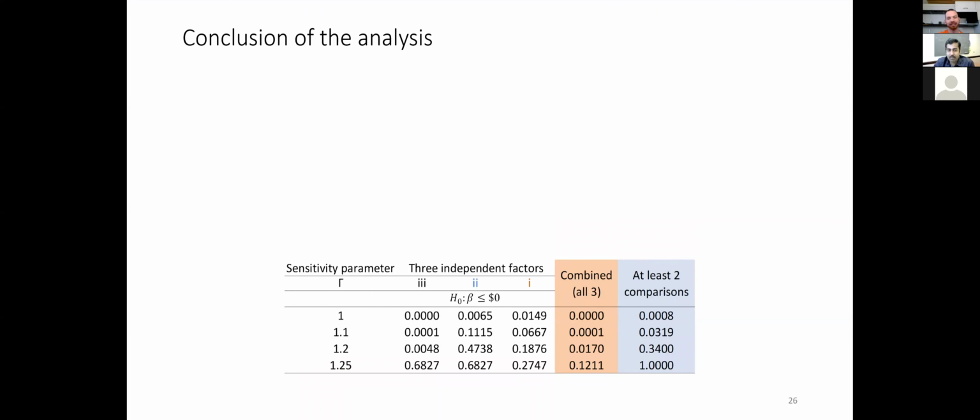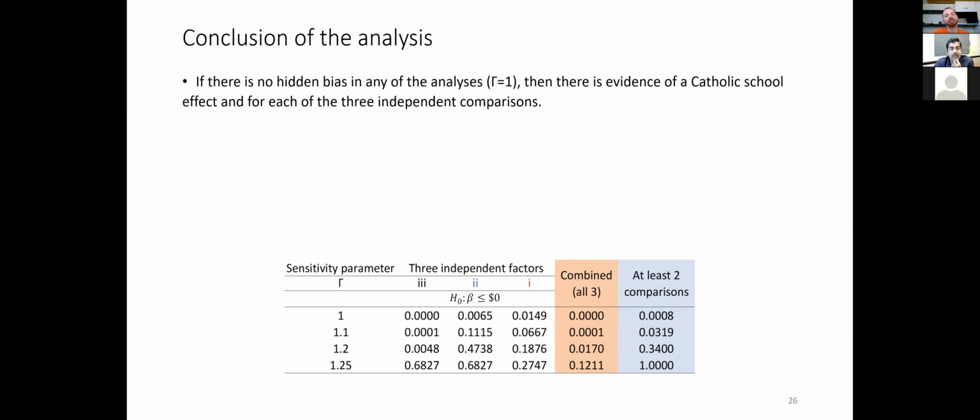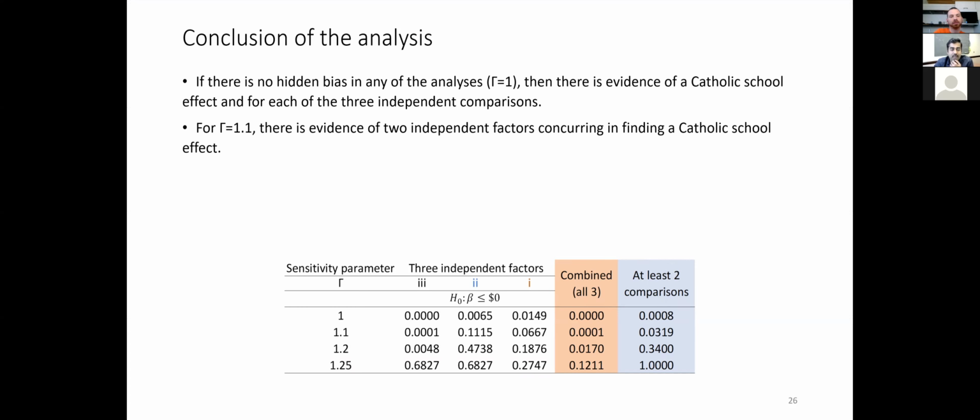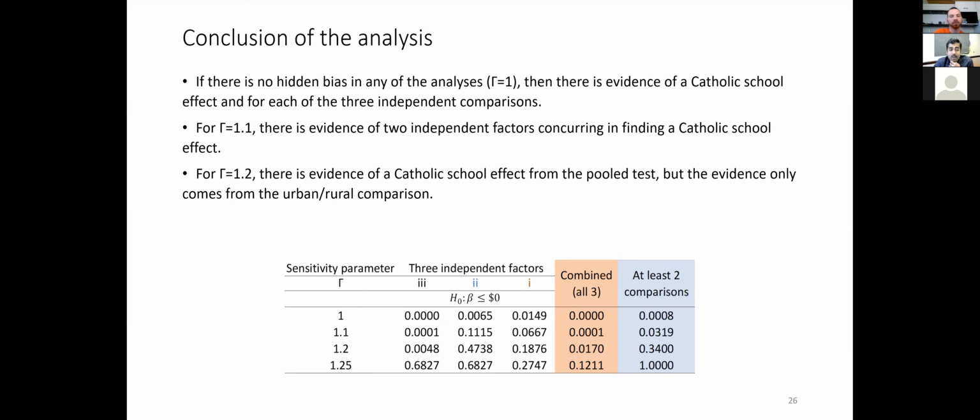I'll briefly say what the conclusion of this analysis was. Using this table, we know that if there is no hidden bias, that is when gamma equal to 1, then we find evidence of a Catholic schooling effect from each of the three independent comparisons. At gamma equal to 1.1, there is evidence of two independent factors concurring in finding a Catholic school effect. But when gamma equal to 1.2, the evidence mostly relies on the urban-rural comparison.